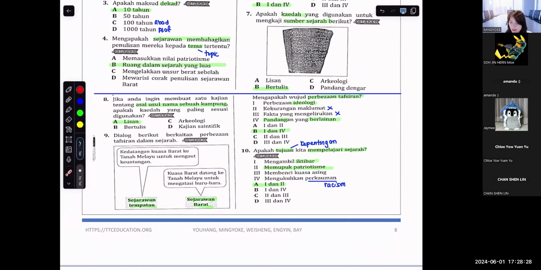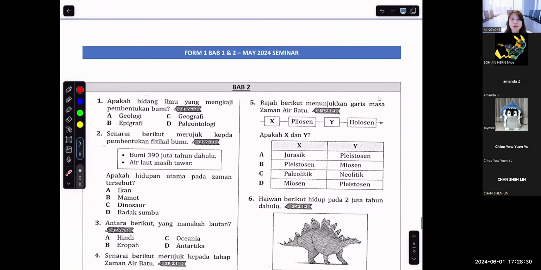Okay, so instead, guys, the last one, bab 2, I want you to try yourself. I'm not going to discuss with you all. Instead, I give you the answer. So this is your answer. Please take note. This is your bab 2 answer.